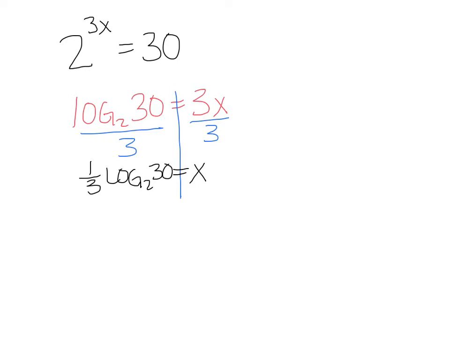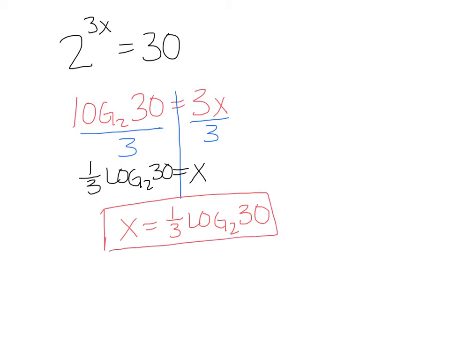And since I want the exact answer, I'm going to leave it in this form. Again, you could use your calculator and type this result in, and that will give you the decimal approximation of the answer of what is 1/3 times the log base 2 of 30.